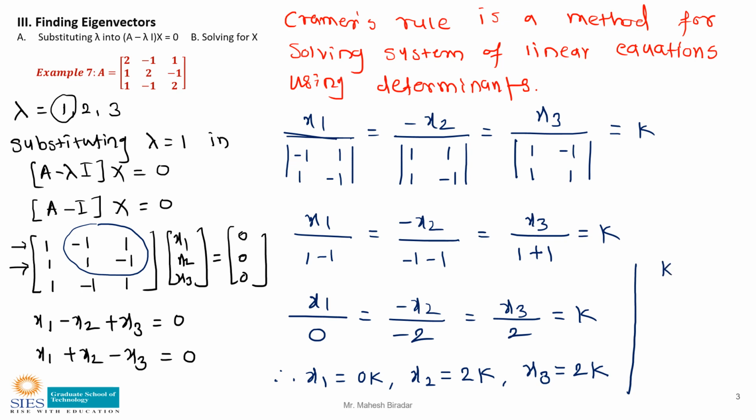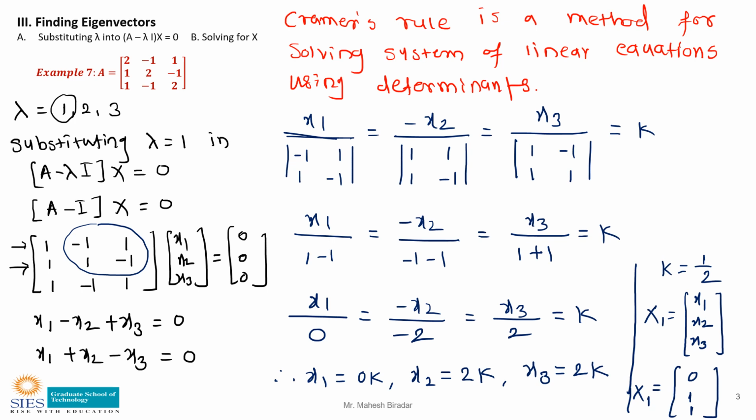So we can take any value for k. Suppose k is half, then our first eigenvector associated with lambda is equal to 1 is, if k is half, this will be 0, 1 and 1. So this is first eigenvector associated with lambda is equal to 1.